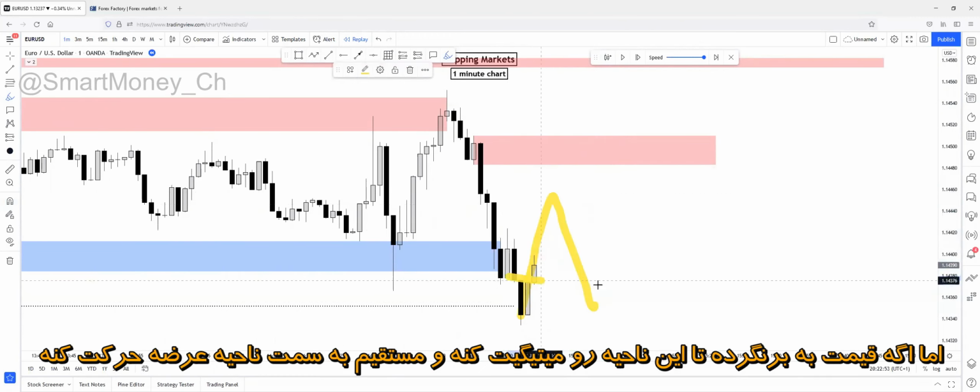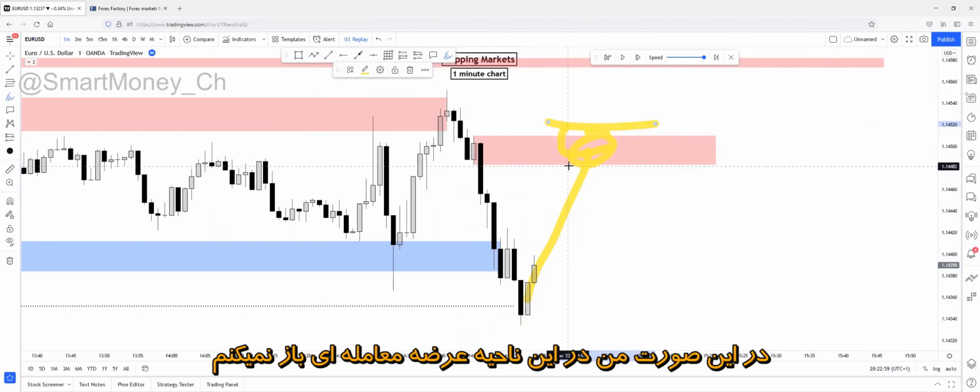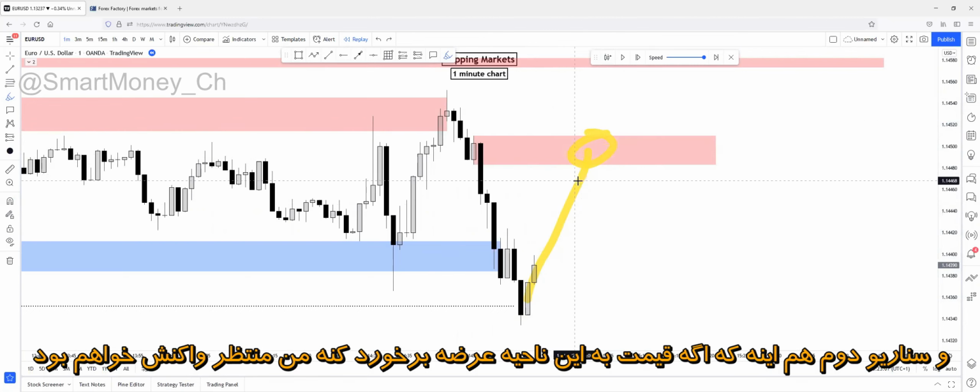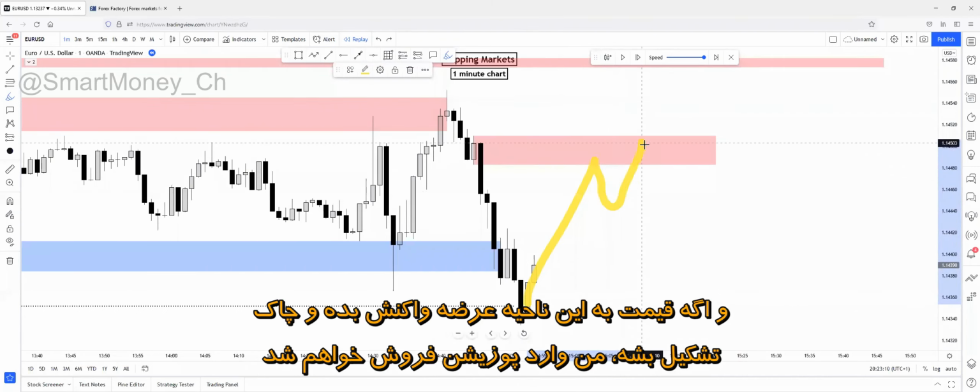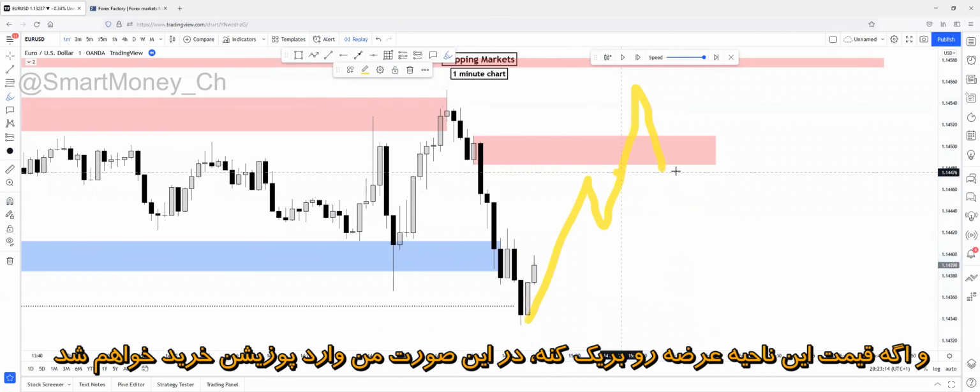But if price doesn't come back down to mitigate the zone and just heads straight up to this supply zone, I will skip trading on the supply zone. And here comes the second scenario. If price comes up to this supply zone, I will wait for a reaction on this supply zone. And if price reacts on this supply zone, creates a change of character, I'll be jumping in a short trade. If price creates a break of this zone, I'll be jumping in a long trade.